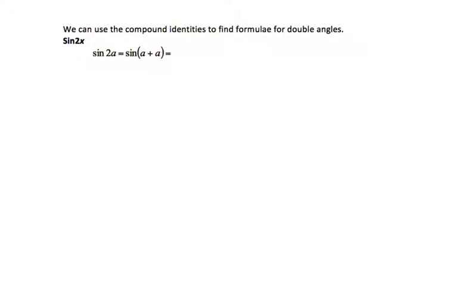And this time I have a formula booklet in front of me, so it's going to be a lot easier, no flipping. So we can use the compound identities for double angle formulas. Double angle formulas are when we have twice an angle.